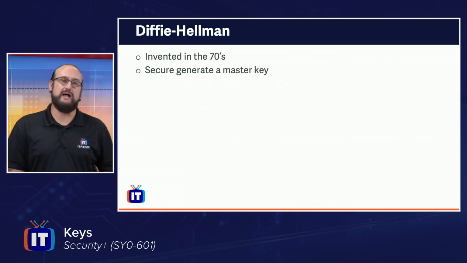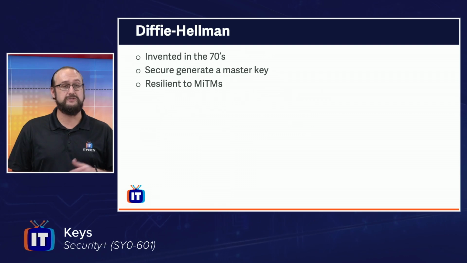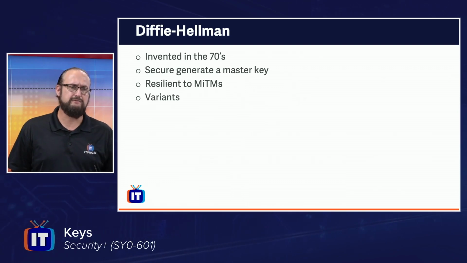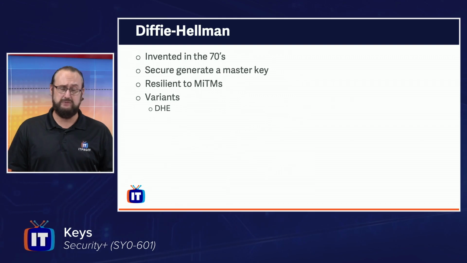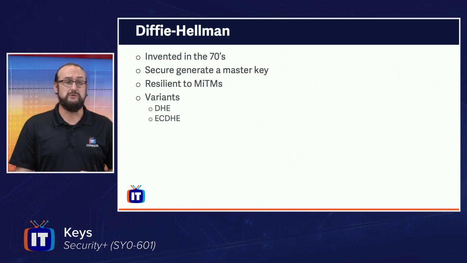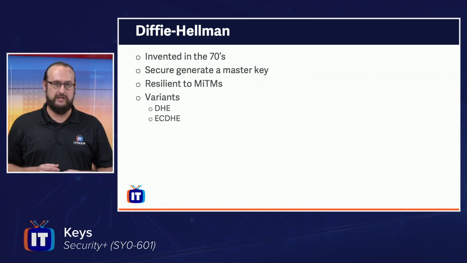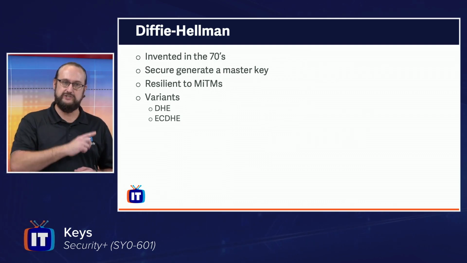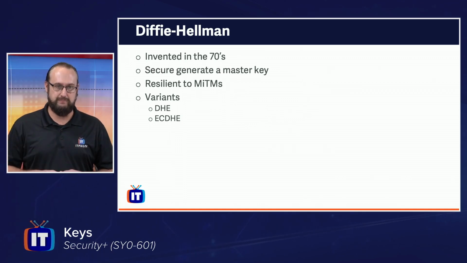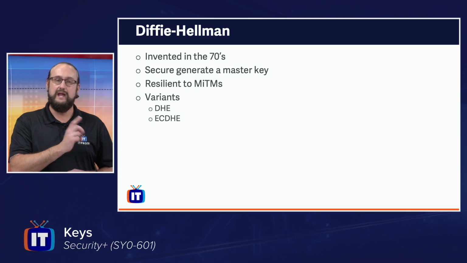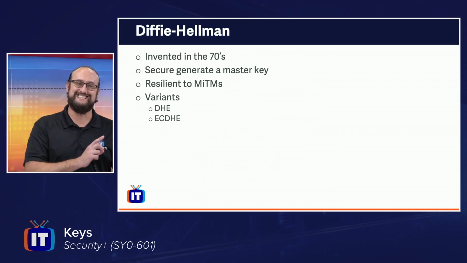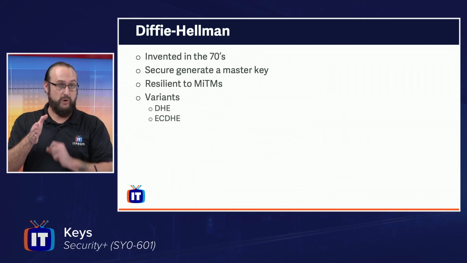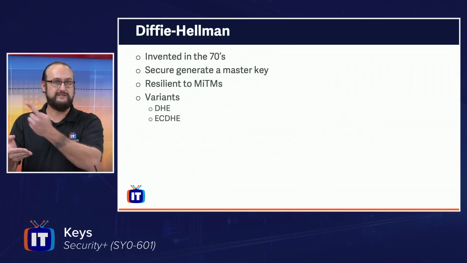But what this does is allow you to securely generate a master key, and it's resilient to man-in-the-middle attacks. There are different variations of this. You will see DHE, which is Diffie-Hellman Ephemeral. You will see elliptic curve cryptography, all right? Now, when we talk about ECC, remember that one of these two is going to require more processing power. That's the old DHE. Anytime you're using ECC, you can reduce the key length size, which means what? Less processing power, but still strong security.